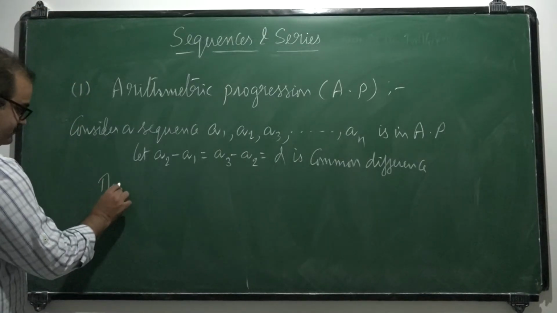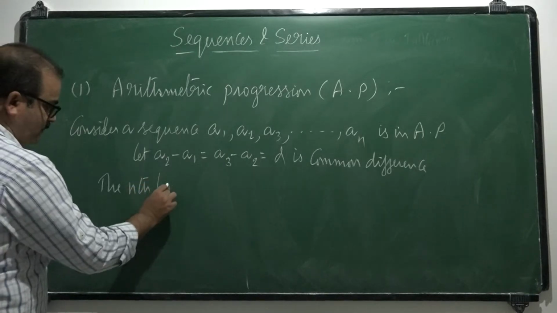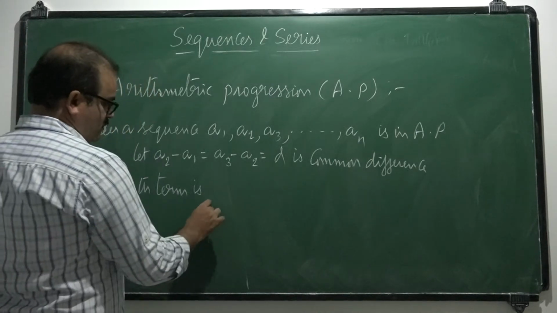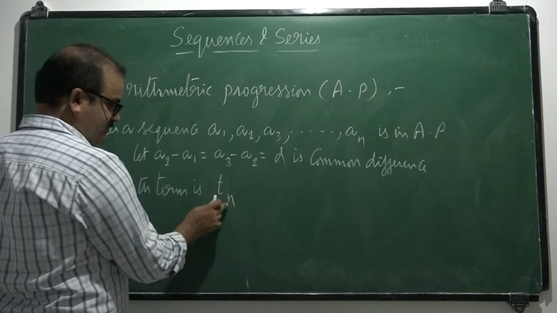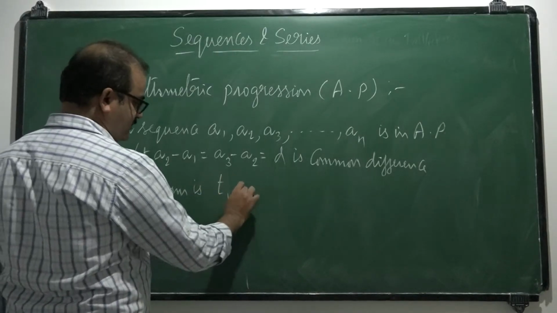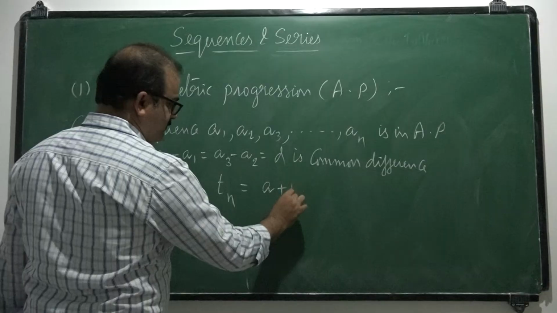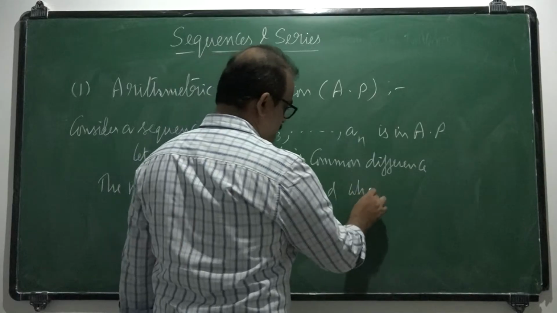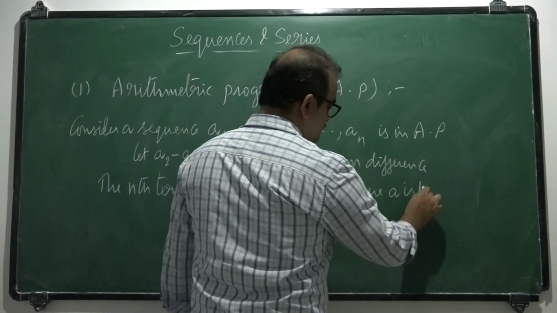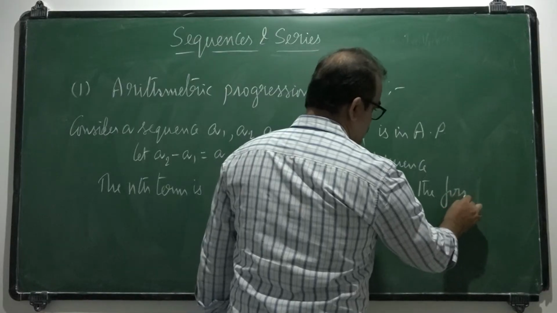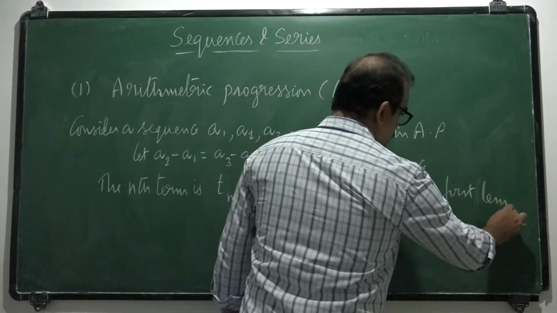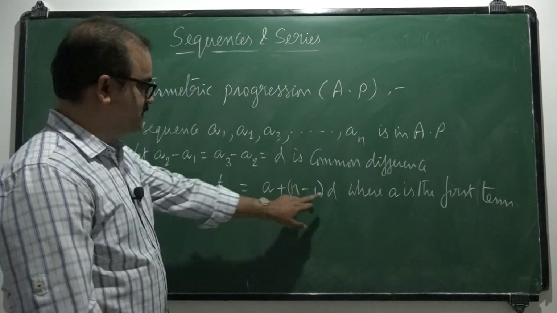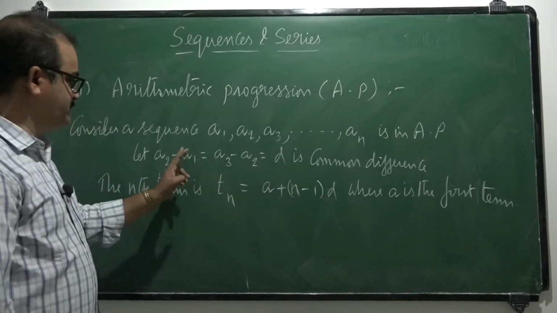The nth term, let the term be taken as Tn. Tn represents nth term, is equal to a plus n minus 1 into D, where A is the first term. Here A is the first term and D is the common difference.